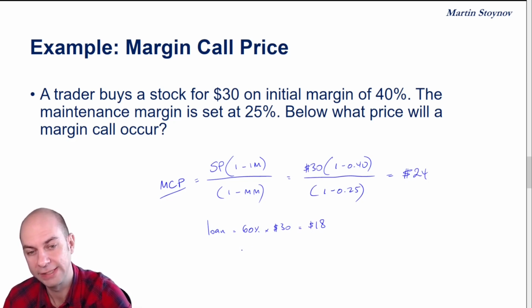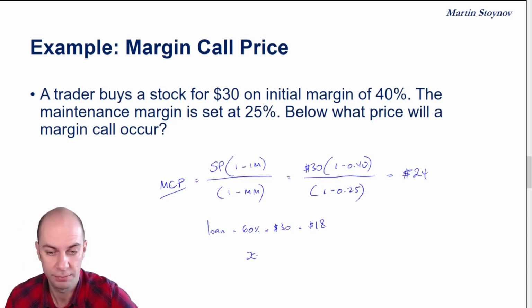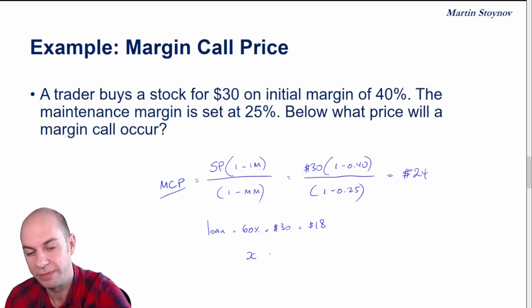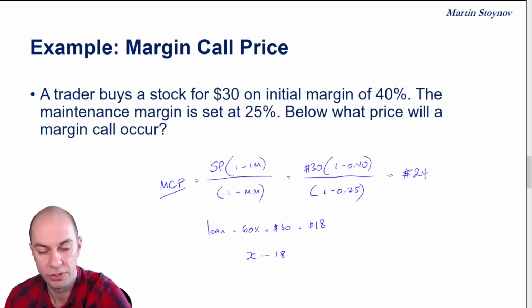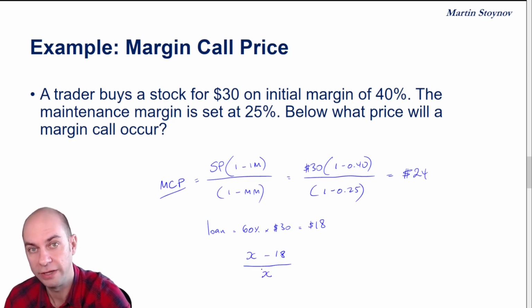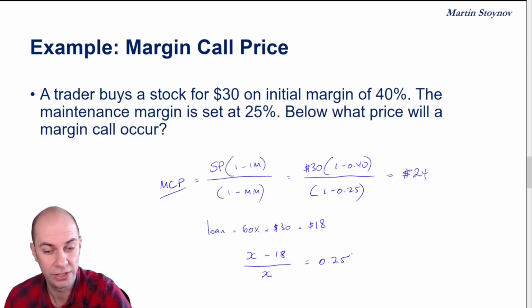Let X be the share price. So let's just use X as our share price. So at any point in time, my current equity is simply the share price minus whatever they lent me, which was $18. And if I divide that by the share price, it should give me my percentage equity as a percentage of the current share price. And I don't want that to fall under 25%. Okay, so that's really the equation that I'm rearranging.